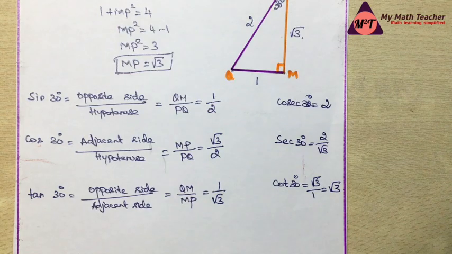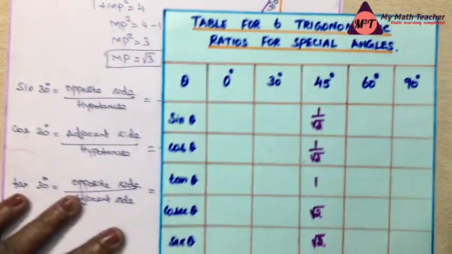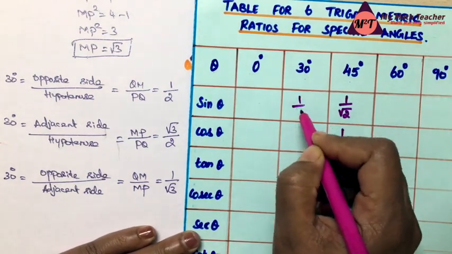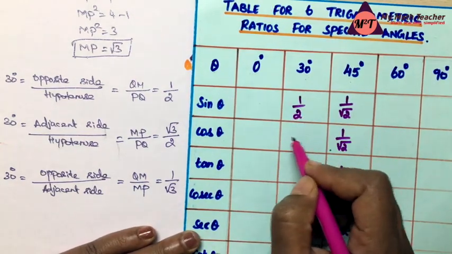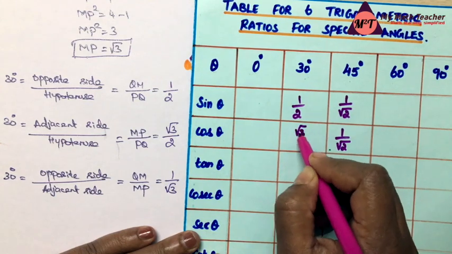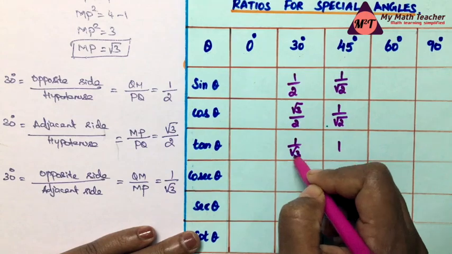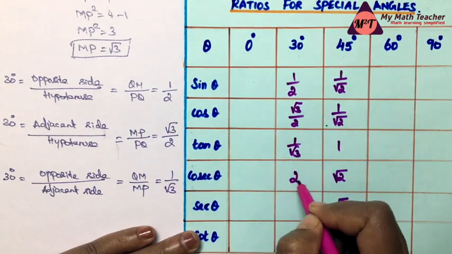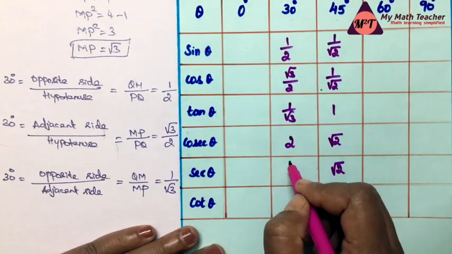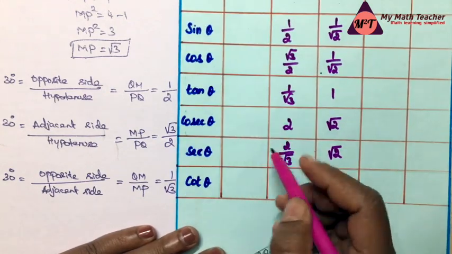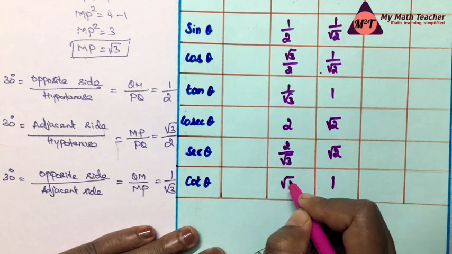Let us apply it here. So now sin 30 is 1 by 2 and cos 30 is root 3 by 2. Tan 30 is 1 by root 3. Cosecant is 2 and secant is 2 by root 3. The last one, cot is root 3 by 1, which is root 3.